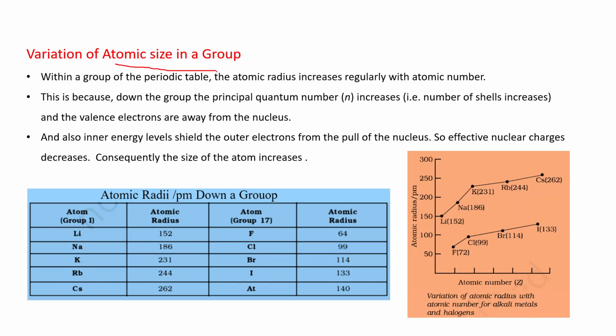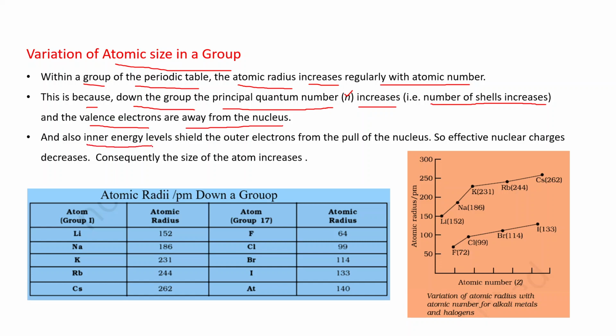Variation of atomic size in a group. Within a group of the periodic table, the atomic radius or size increases regularly with atomic number. This is because down the group, the principal quantum number, that is n, increases. Or in other terms, we can say the number of shells increases down the group, and valence electrons are away from the nucleus. There is also one more reason.